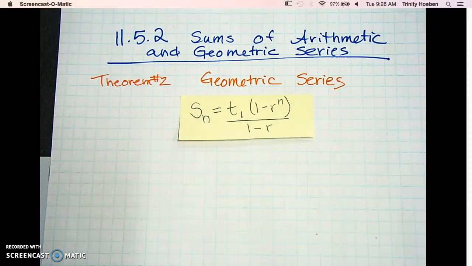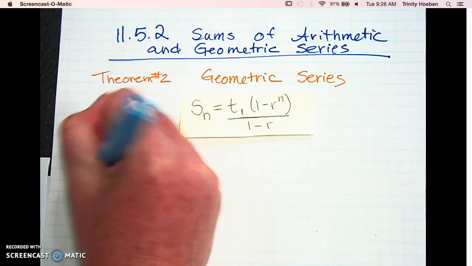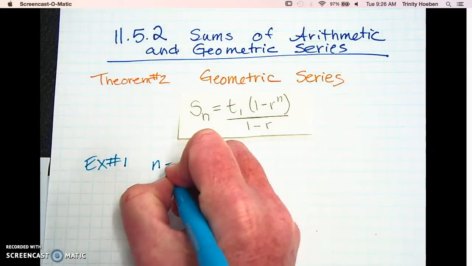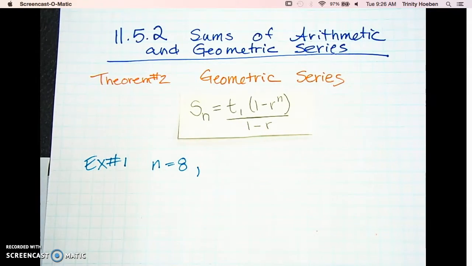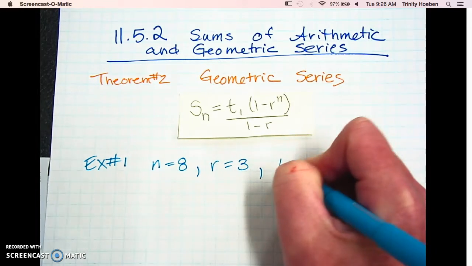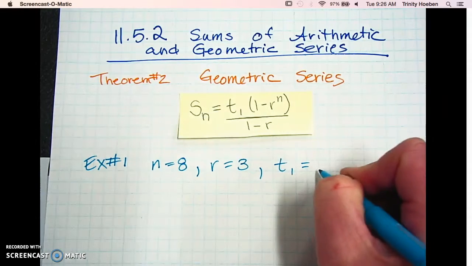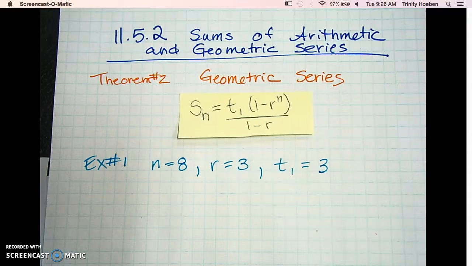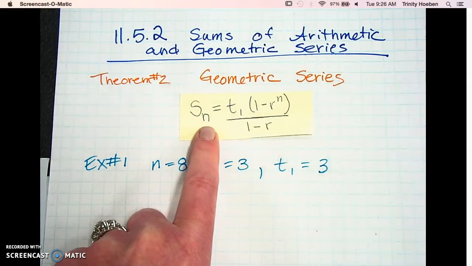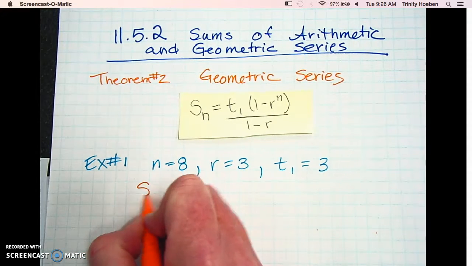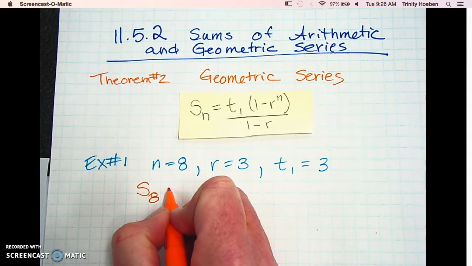All right, so for example number 1, very similar to what you're going to see on the assignment. They're going to give you a value for n. They're going to give you the r. And they're going to give you the value for the first term. So you just want to take those numbers and simply plug them into that series. Okay, so we want to find the sum of n terms. So we're going to find the sum of 8.